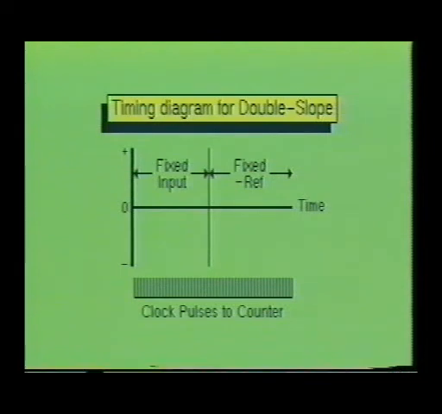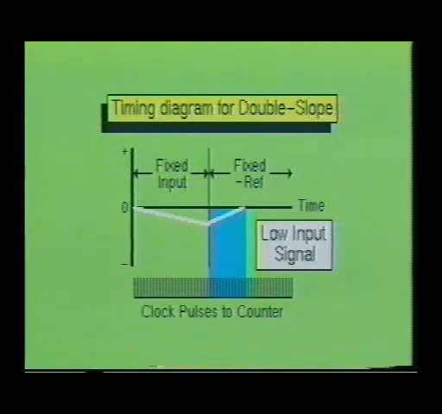In an effort to simplify the sequence of the dual slope integrator design, we will use this simple timing diagram. The first thing you should notice about this diagram is that the sampled input has a fixed time frame. You should also notice that the reference voltage has a fixed time frame as well. Here you see a low input signal being sampled. When the sampled signal reaches 0 in the fixed reference time frame, the clock pulses going into the counter section stop, which causes the counter to stop counting. The count accumulated during the fixed reference time frame will represent the sampled input voltage.